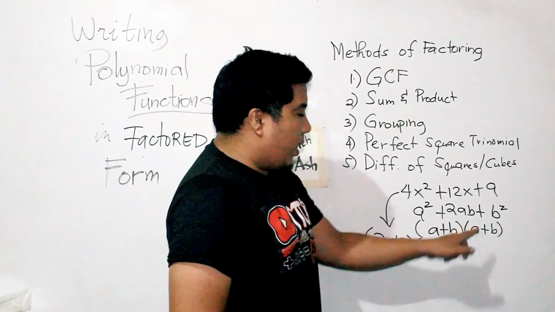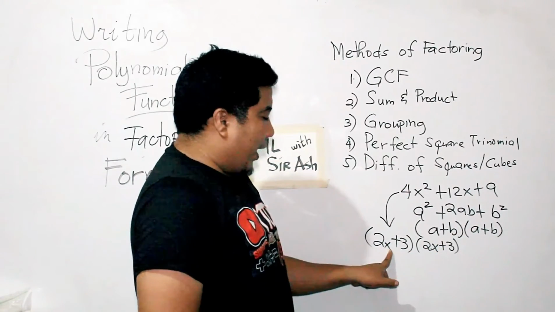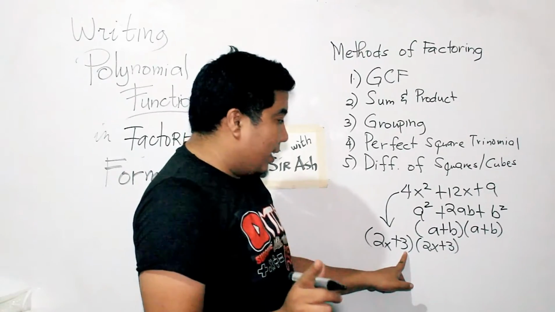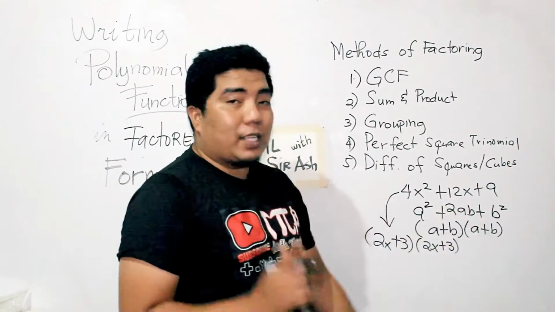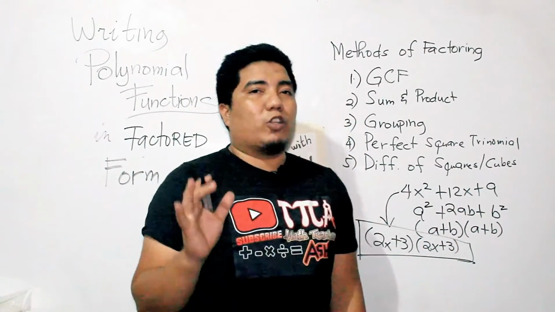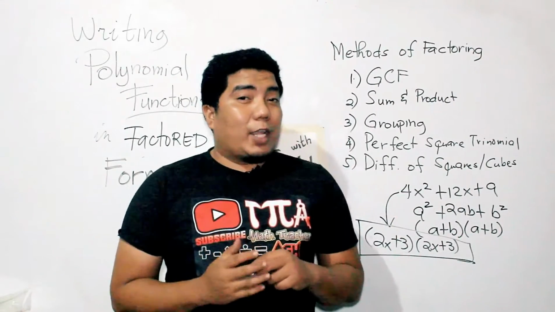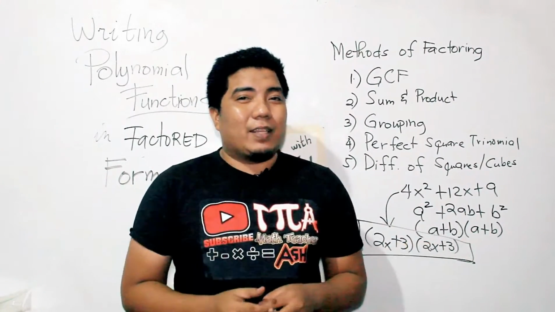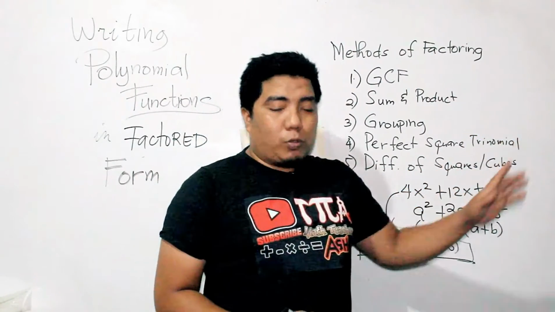And then the 2ab here is twice of 2x and 3. So 2x times 3 is 6x. And then twice of 6x is 12x. Therefore, this is the correct factored form if you have a perfect square trinomial. Easy, right? Now, let us go to our final method, which is difference of squares and cubes.